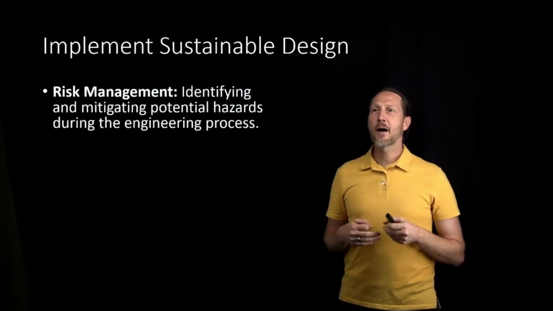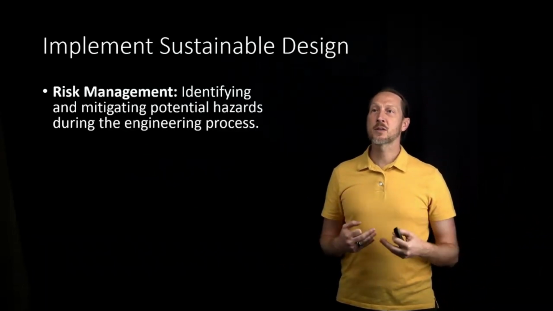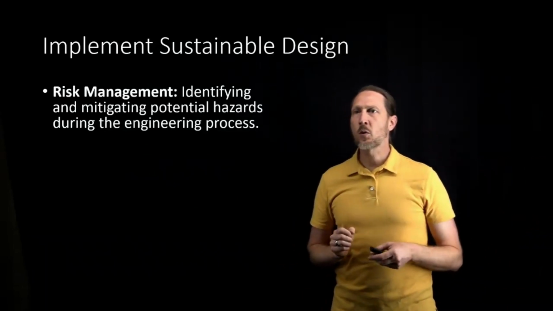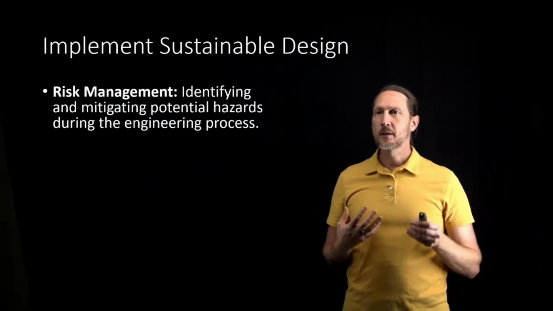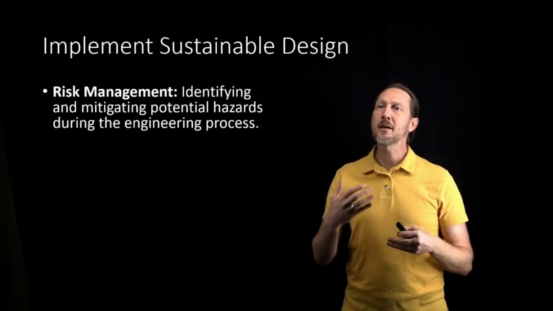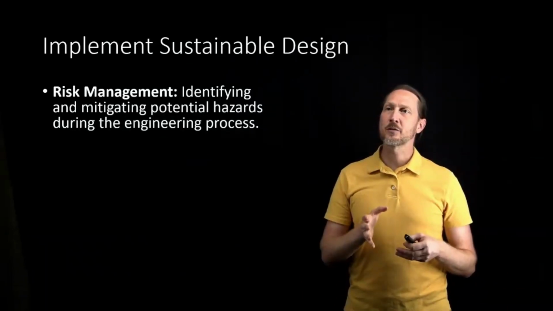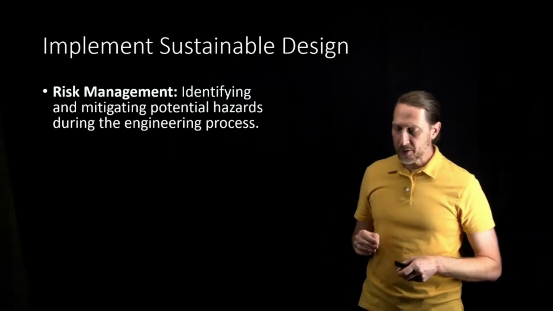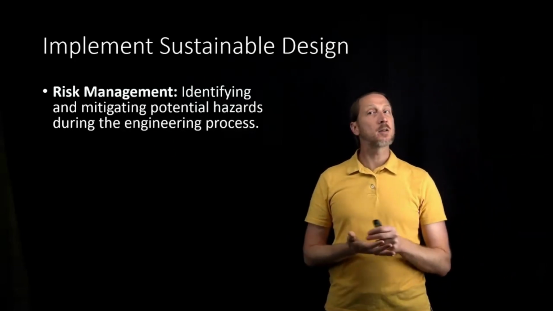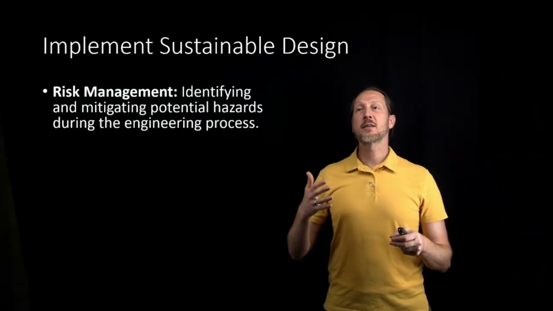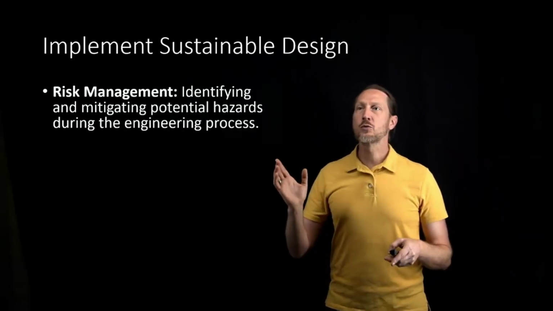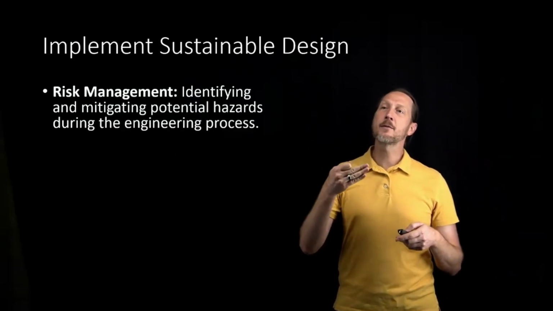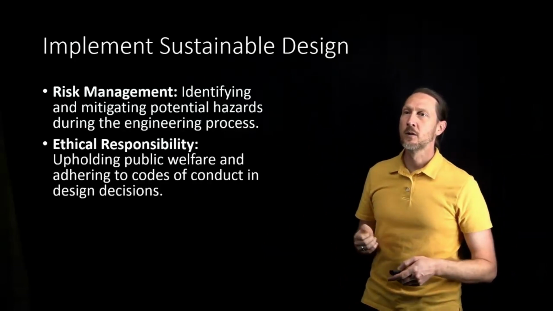How do we actually go about creating a sustainable design? We need to do this in a couple of ways. The first thing that we should do is always go through risk management. This is identifying and mitigating potential hazards during the engineering process. And remember, this is always easier done on pencil and paper than when a product actually gets out into the world. So do this early in your process, identify the risks, and then figure out how to reduce them.